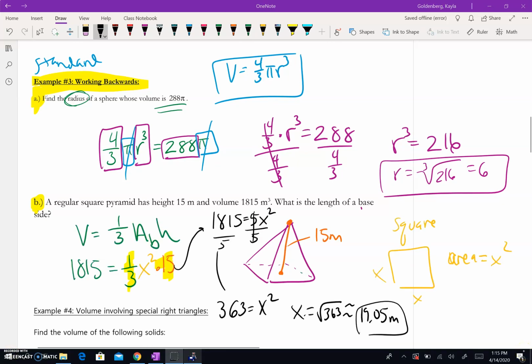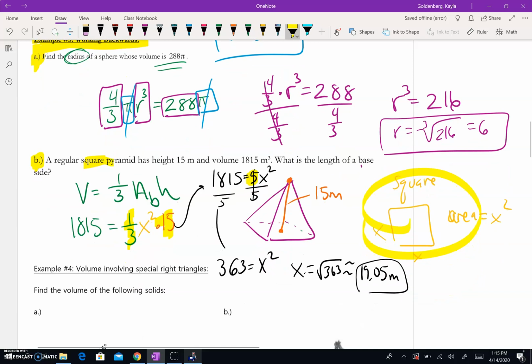Okay, so I set it up, putting everything into the formula I knew. I then did a third times 15 on my calculator, and I got a 5. I simplified that a little bit, and then I did some solving, and I got about 19 meters for the side lengths. Notice it's a square pyramid. That's how I knew to get my sides as x and x.